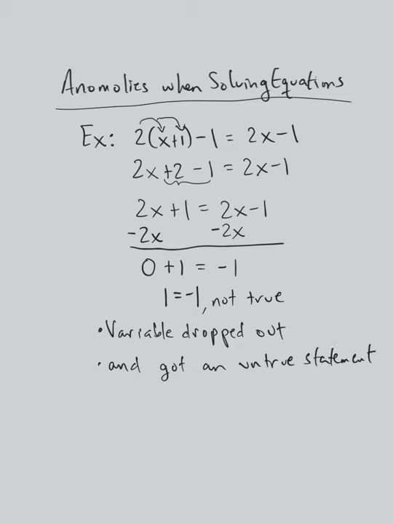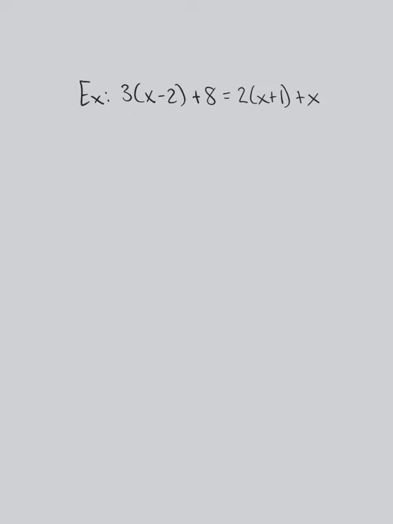Okay, like that. And so whenever that happens, it's this combination right here. Whenever your variable drops out and we get an untrue statement, there's actually no solution to that equation. And so that's actually the answer to that problem, that there's no solution. What that means is that there's no value of x that I can plug in here to check. There's no value whatsoever. And so what we say is that there's no solution to that equation.